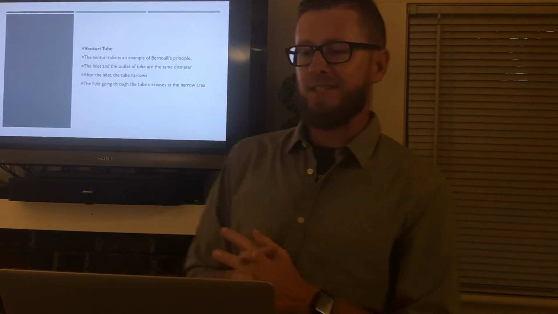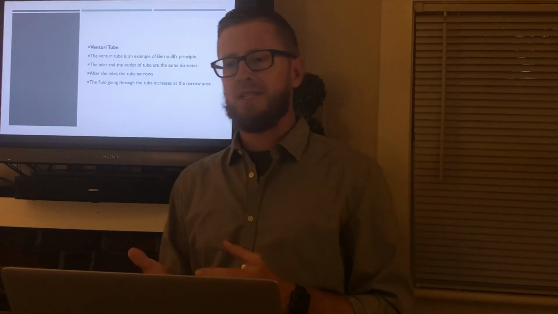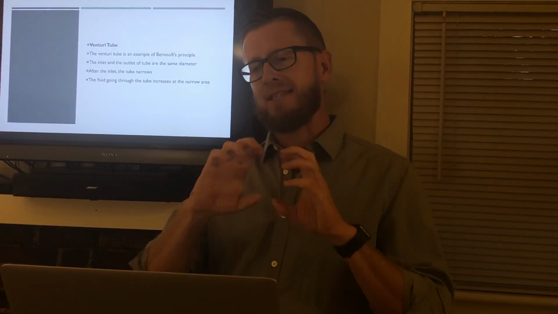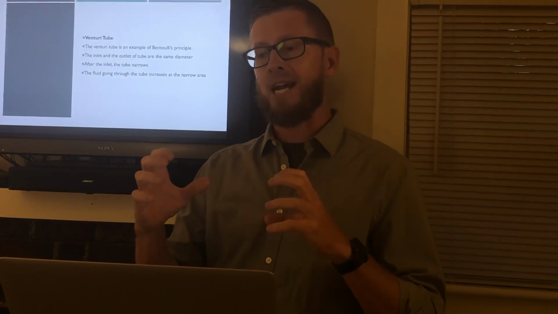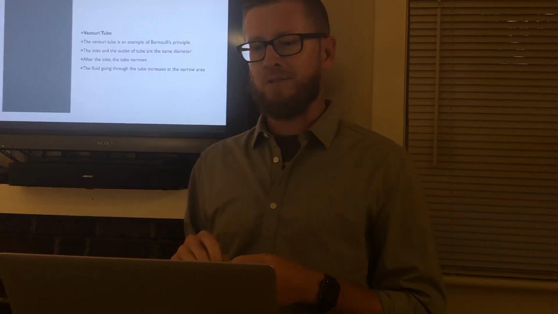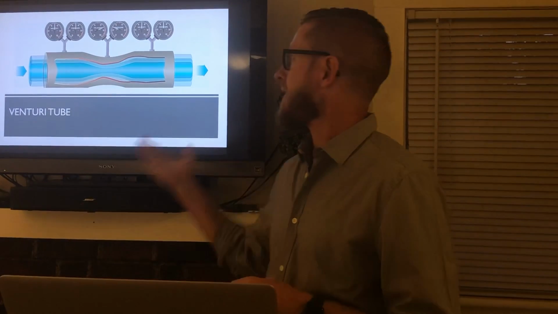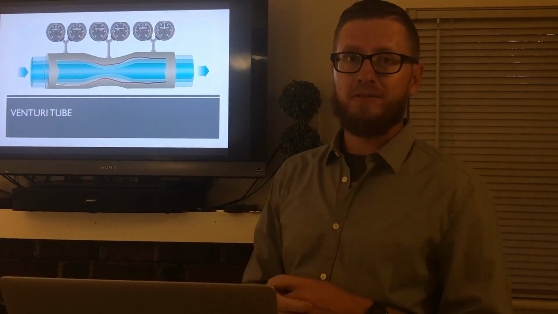One example of this is the Venturi tube. The Venturi tube has an inlet and an outlet that are the same diameter. Now after the inlet though, the tube narrows in the middle and the speed of the fluid going through the tube increases at the narrow area. And this would be the picture of the Venturi tube.